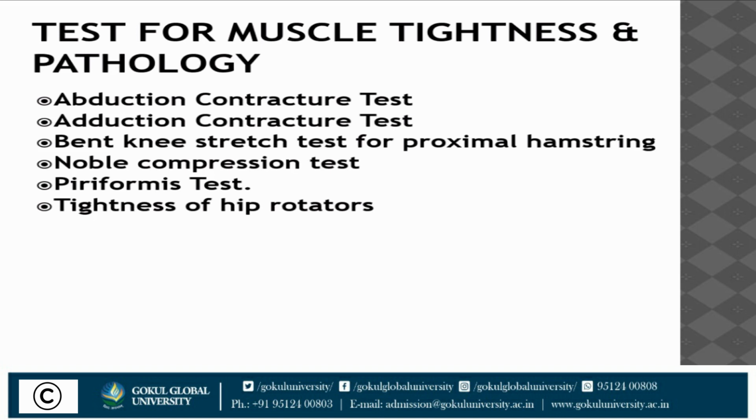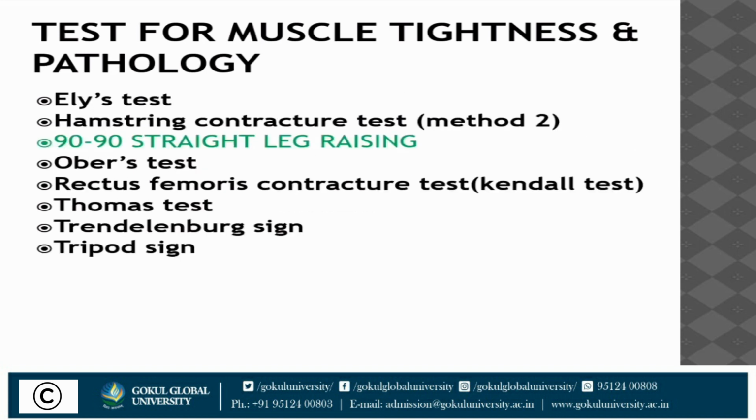Now we will see test for muscle tightness and pathology. These tests are very important for theory and practical. So in this we will learn about abduction contracture test, adduction contracture test, bent knee stretch test for proximal hamstring, Noble compression test, piriformis test, tightness of hip rotators, Ellis test, hamstring contracture test, 90-90 straight leg test, Ober test, rectus femoris contracture test, Thomas test, Trendelenburg sign and tripod sign. These tests which are present in this slide we have already learned in lumbar and pelvic assessment.